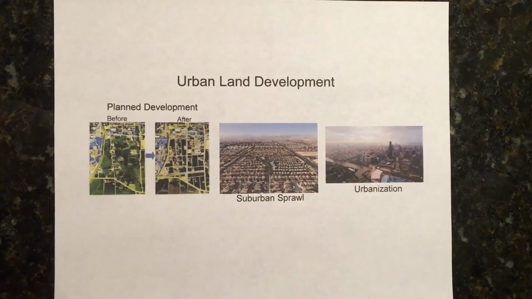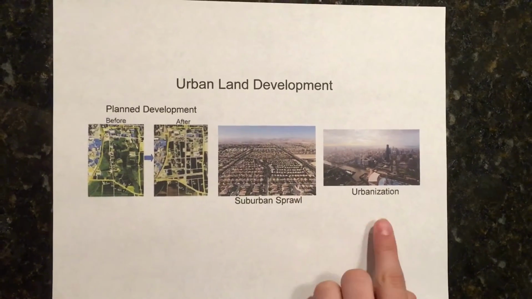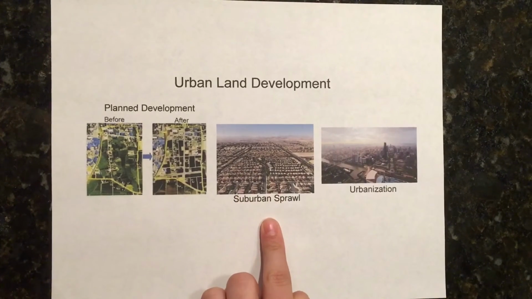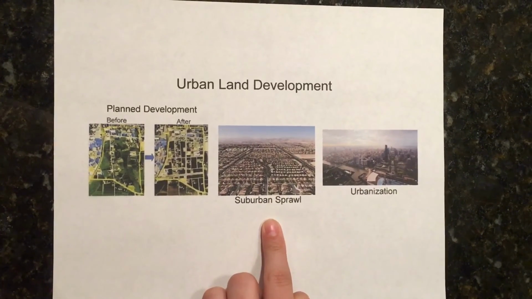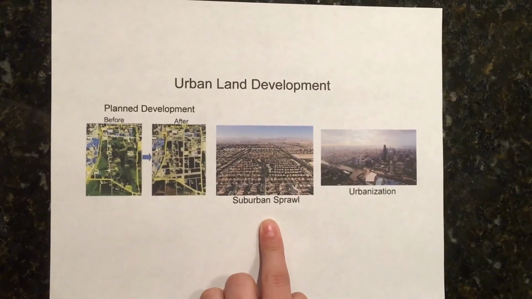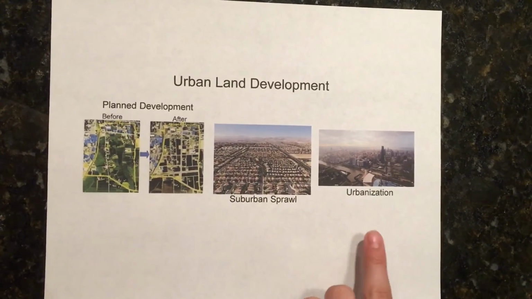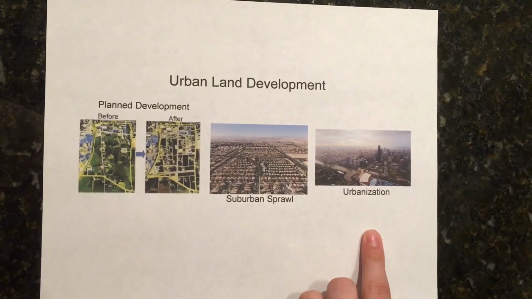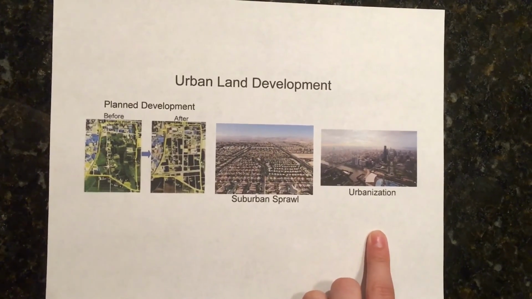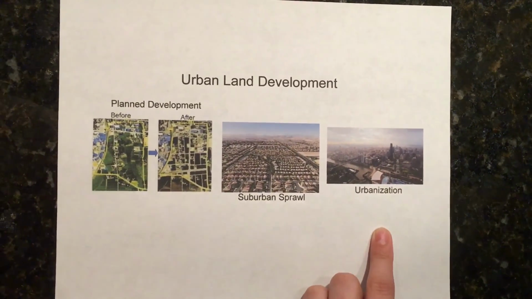Now, the difference between suburban sprawl and urbanization is that suburban sprawl is going to move from an urban region, such as a highly dense city, to a suburban outskirt area, creating a commuter zone. Whereas urbanization is going to be moving from a rural area to the densely populated city, so then you can create a city or an urban area.